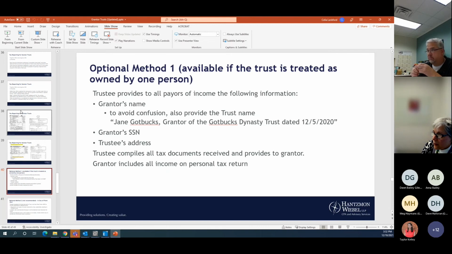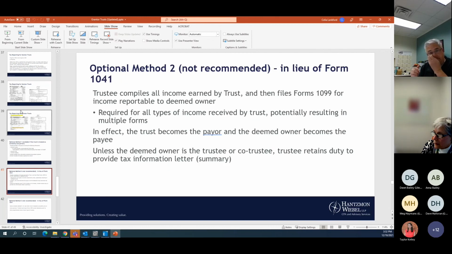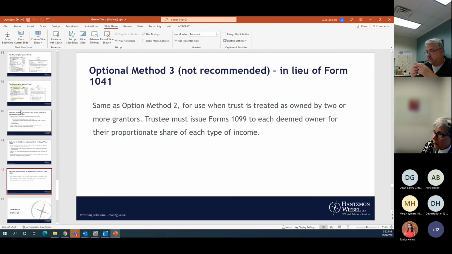The next 2 methods I don't recommend. They are 2 included methods that the IRS says you can do. Basically, instead of letting the payers just issue the 1099s, the trustee collects all the 1099s and then does a second set of 1099s directly for the owner. I've never seen us recommend that this happen. So it's in there, be aware of it, but we don't recommend it. Same thing if there's more than one owner, that would be optional method 3.